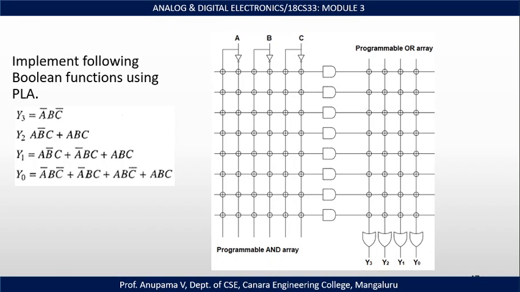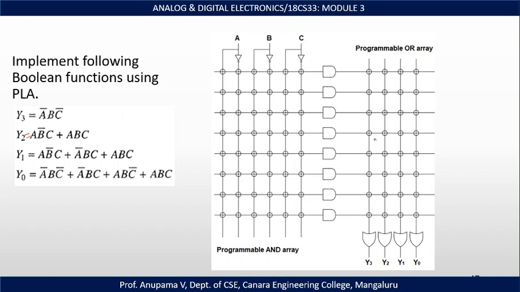Like PAL, PLA can also be programmed by fusing each and every slot using a PLD programmer. So we will implement the following Boolean equations using PLA. The given equations are: y3 = a bar b c bar, y2 = a b bar c + abc, y1 = a b bar c + a bar bc + abc, y0 = a bar b c bar + a bar bc + abc bar + abc.